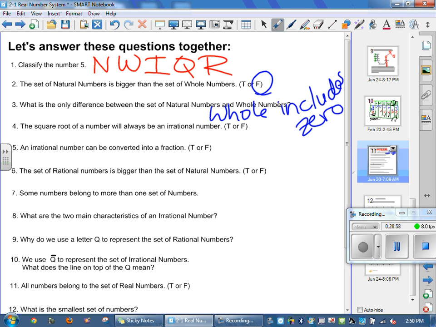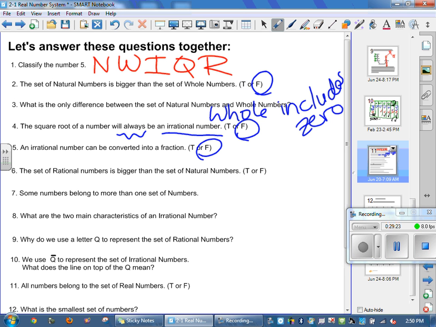Number 5, an irrational number can be put into a fraction. False. That's the one thing it can't do. That's why it's called irrational, because you can't put it into a fraction. Number 6, the rationals are bigger than the naturals. So the rational is bigger than the naturals. You bet it is. It's got all the other ones. True.